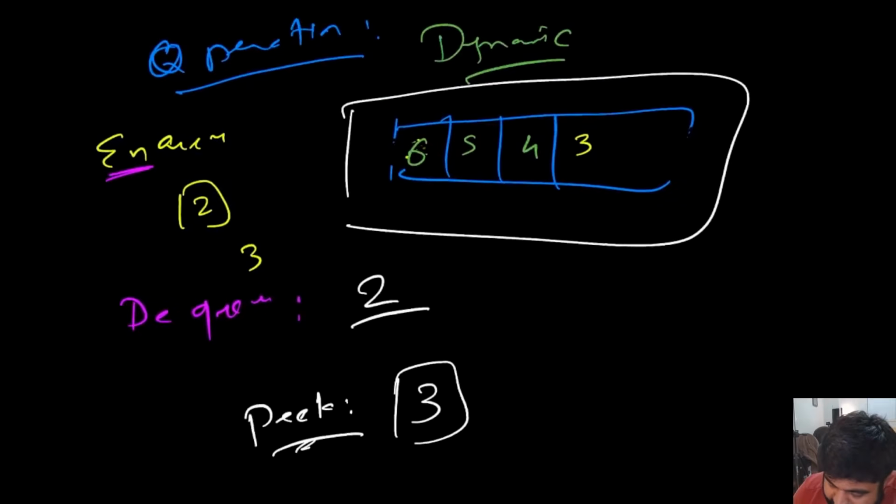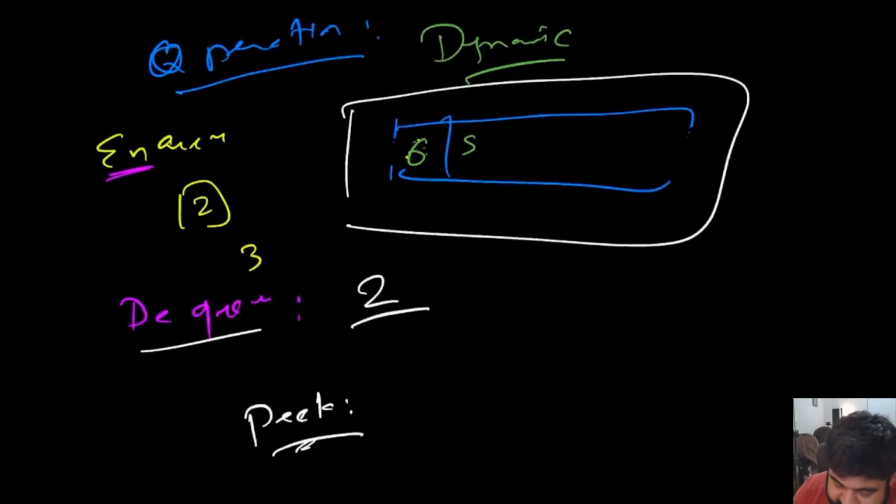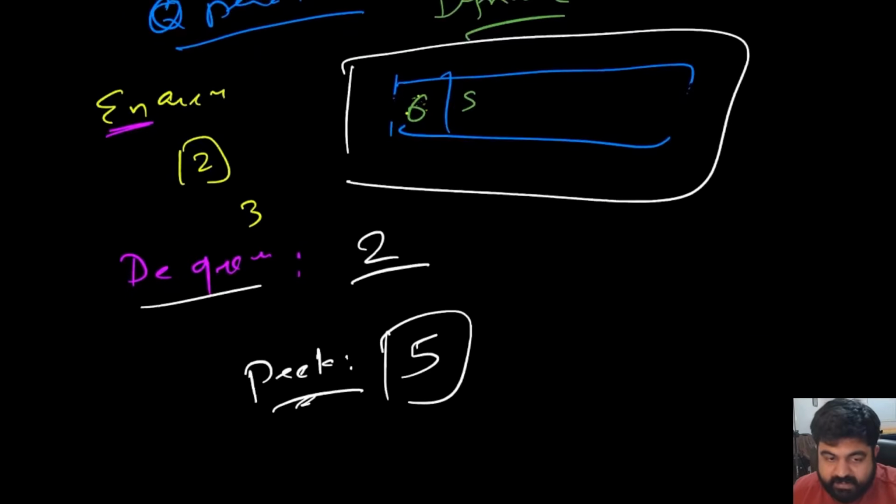And once again, let's say after doing peek, we decide to DQ a couple more times. If we do DQ 2 more times, then 3 and 4 would come out. Now if we do peek, then in this case the answer we are going to get is 5. So these are the different operations that work for a queue.